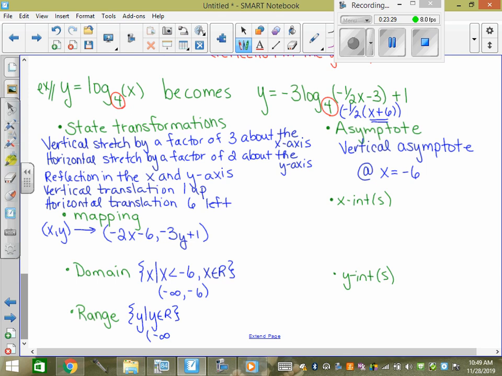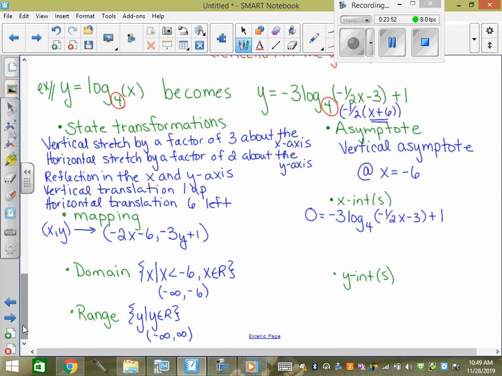And then you can deposit infinity. Now x-intercepts, I have to put 0 into y. So I'm going to go 0 equals negative 3 log 4 of negative a half x minus 3, plus 1. I have to isolate x.